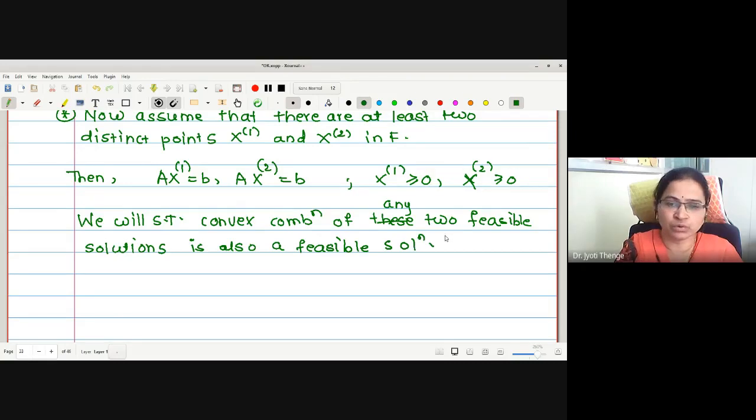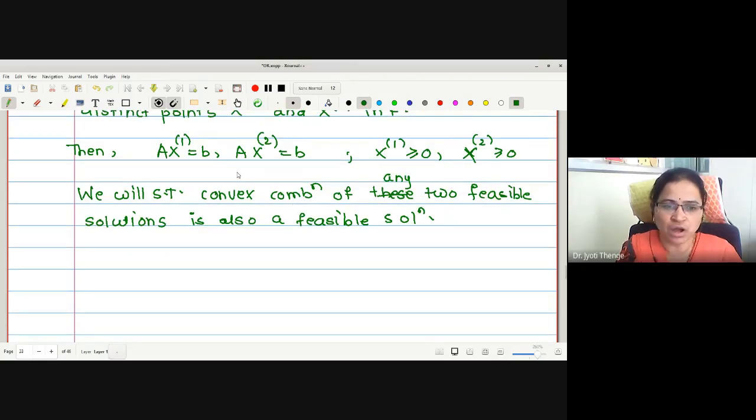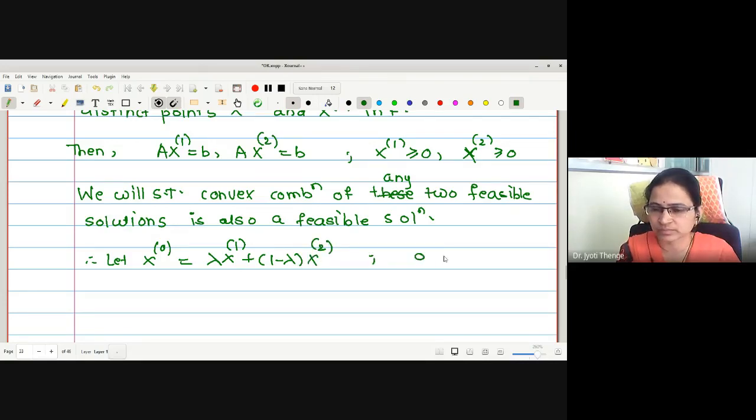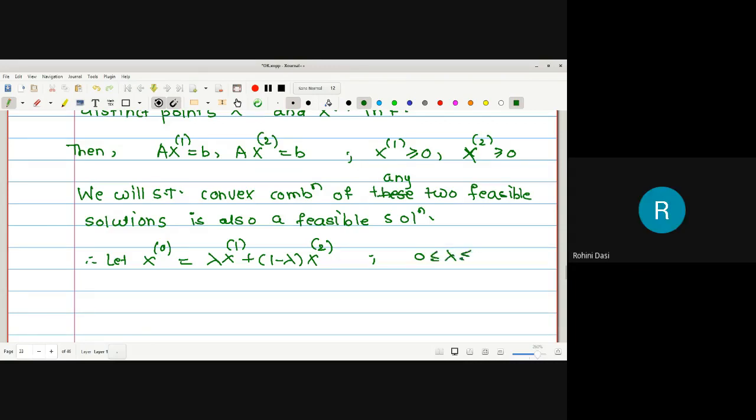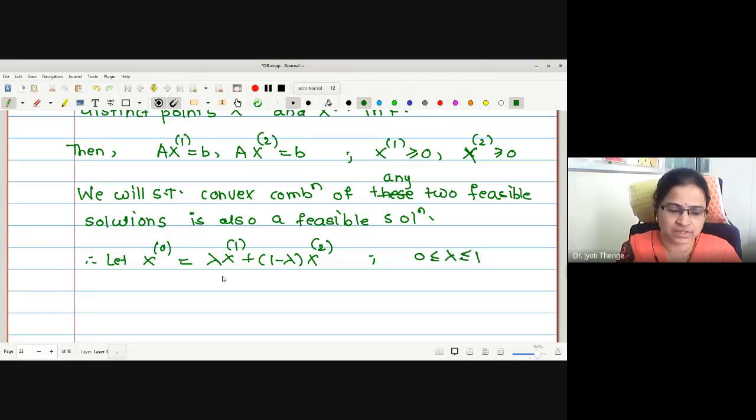Therefore, as a first step, we have to consider the convex combination of these two points. Here I'll write: let x naught be the convex combination. What is the convex combination? This is lambda x1 plus 1 minus lambda x2. What about the values of lambda? It lies between 0 to 1. This is the convex combination, right?